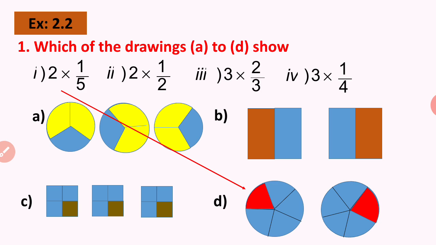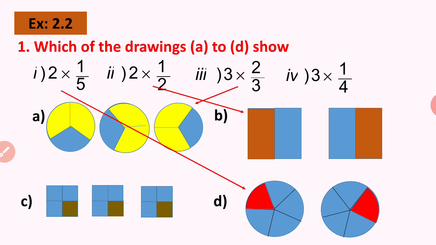Now the second one, that is 2 multiplied by 1 by 2. 1 by 2 is half. So we'll look out for half, that is 1 by 2, but it has to be 2 times. So the second one matches with B. Now the third one tells you that 3 is to be multiplied by 2 by 3. Now let us look out for 2 by 3, but it should be 3 times because it is multiplied by 3. So the third matches with A.